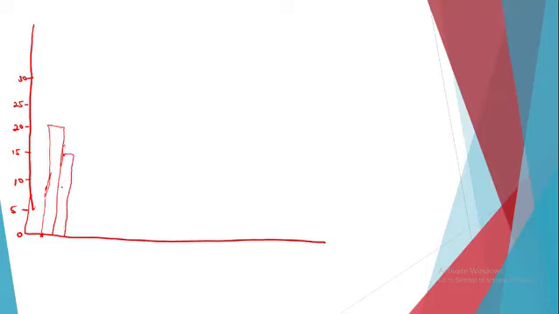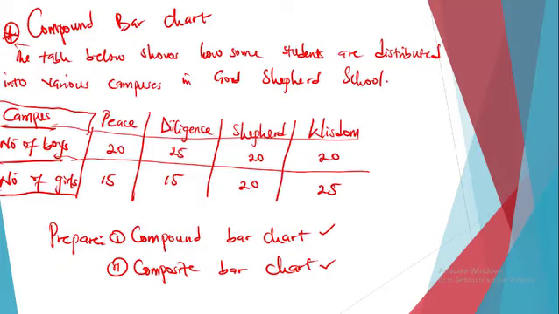Okay, now you choose one of these to shade to differentiate the boys from the girls. Let's leave the boys empty and shade this one that is of the girls. So it means that this is for boys and the shaded part is for girls. Okay, now this is Peace. I have 15 and 20. The next one is what? Diligence. Boys are 25 and girls are 15.